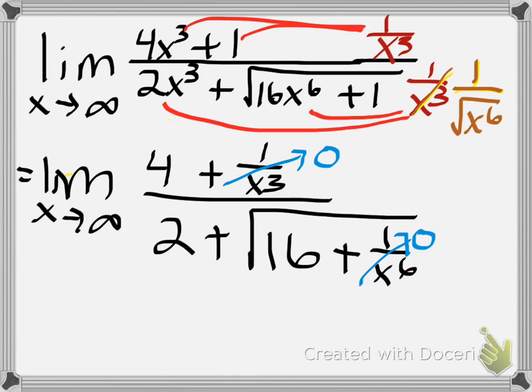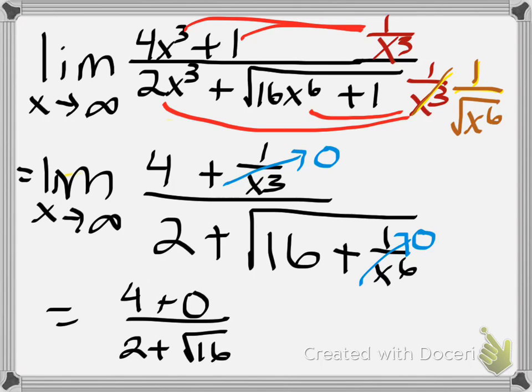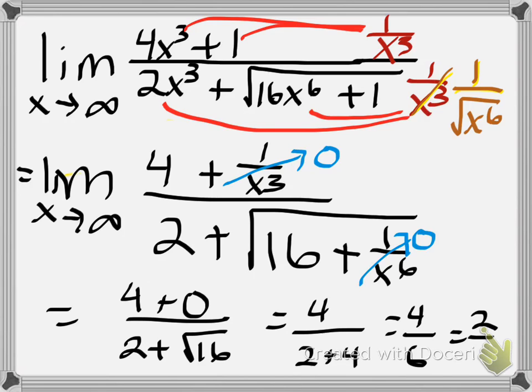So then we're able to get a final answer, which will be a 4 on top plus a 0, and then a 2 plus the square root of 16. And so that's where we're going to end up with 4 over 2 plus 4. So you can have that 4 over 6, or simply 2/3. So that's going to be the answer for this particular question. That was the limit as x approaches infinity.